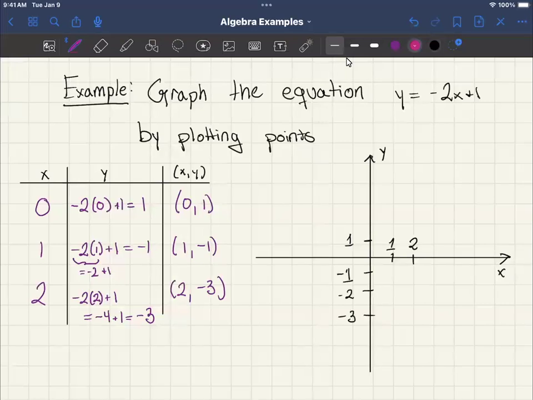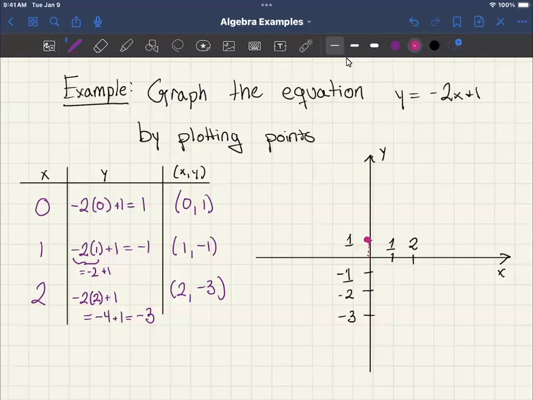All right, we are ready to plot our points. Our first point, our x value is 0, so that means we don't move left or right on the horizontal. And our y value is 1. So we just move up 1, and we're going to put our point there.